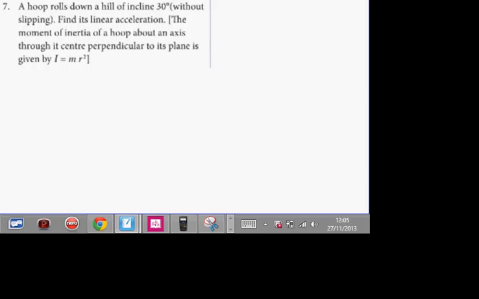Hoop rolls down a hill. Now, lads, unlike the last one, this is a hoop, so basically it's like a hula hoop. It's not full in the middle, so it's just basically a ring. So you imagine the black line is the only piece that actually has mass here. Now, we're going to do what we did last time, 30 degrees here.